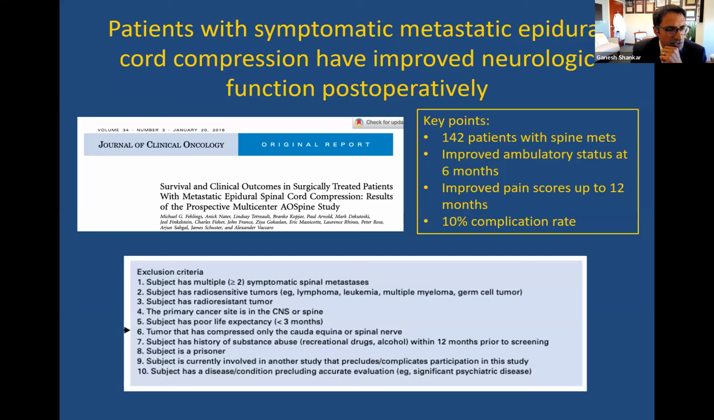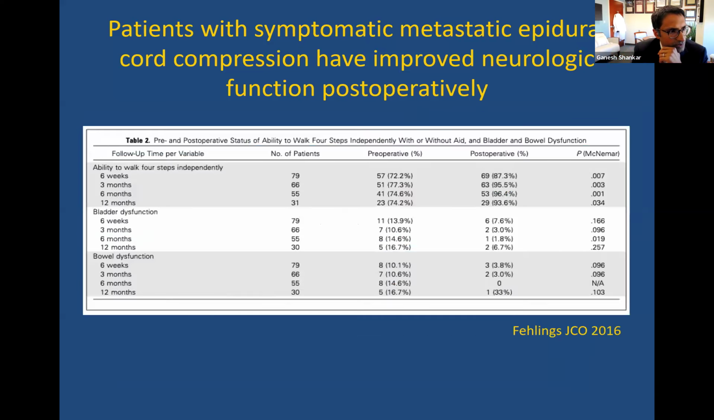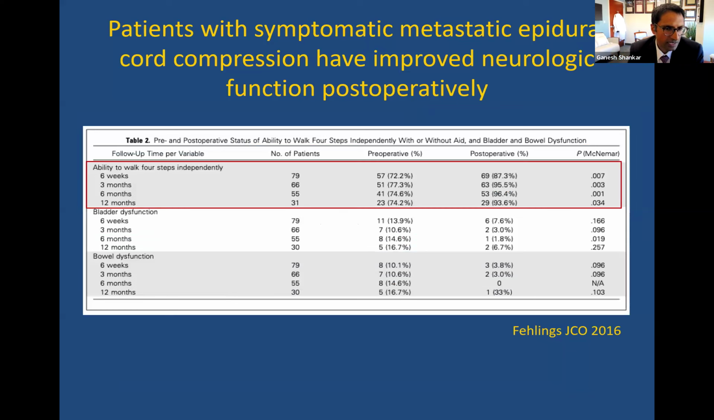These are the various exclusion criteria, which anyone who's interested in going through that paper can go back and see. I just wanted to highlight from that paper, when looking at patients who were able to walk just 4 steps independently at 6 weeks, 3 months, 6 months, 12 months, patients had an improved ability to complete those 4 steps, even upwards of 12 months out from their index procedure.